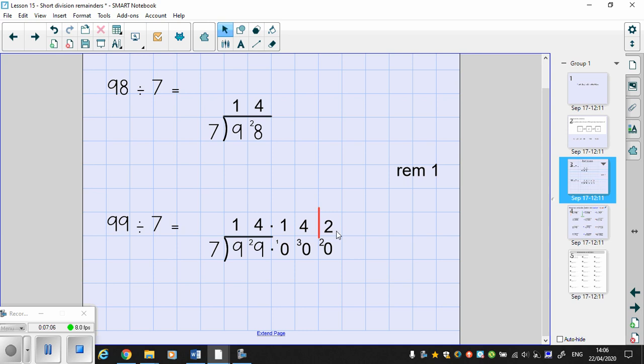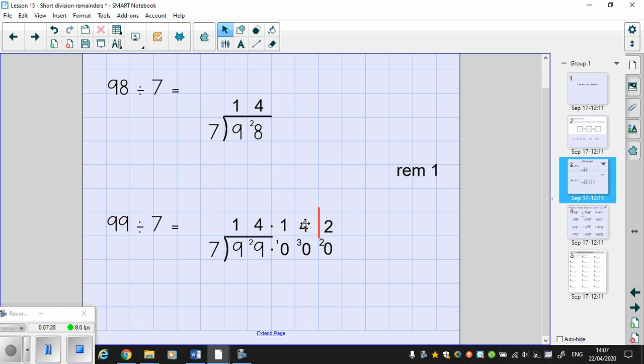We look at the digit that comes after the line. Because that is less than 5, this 4 stays as it is. So our answer to 2 decimal places is 14.14. If you want to go over that again, all you need to do is just rewind the recording a little bit.